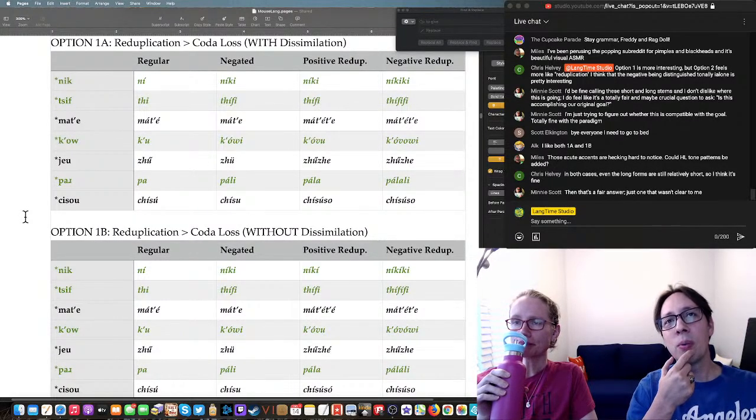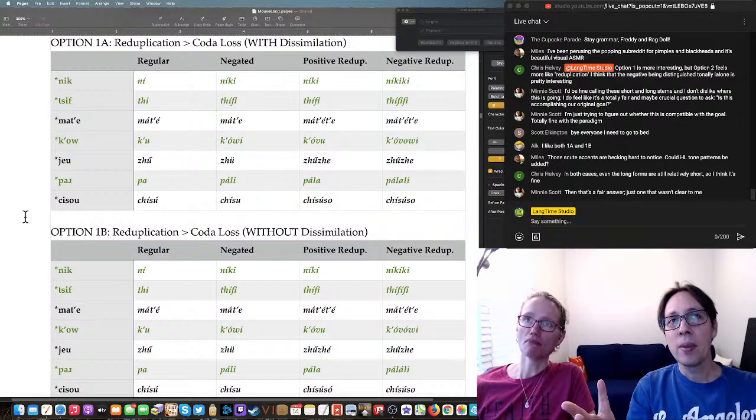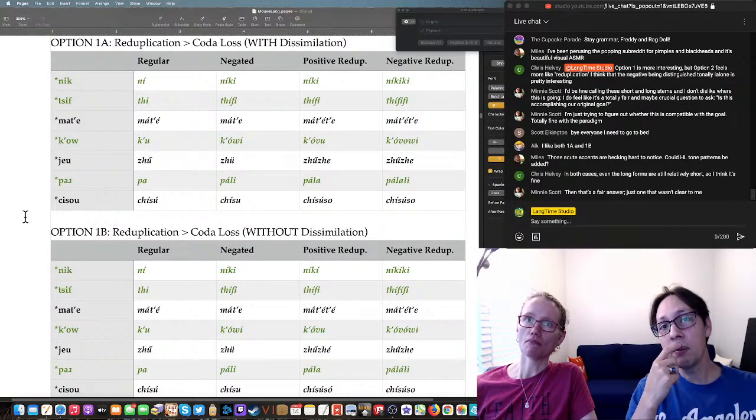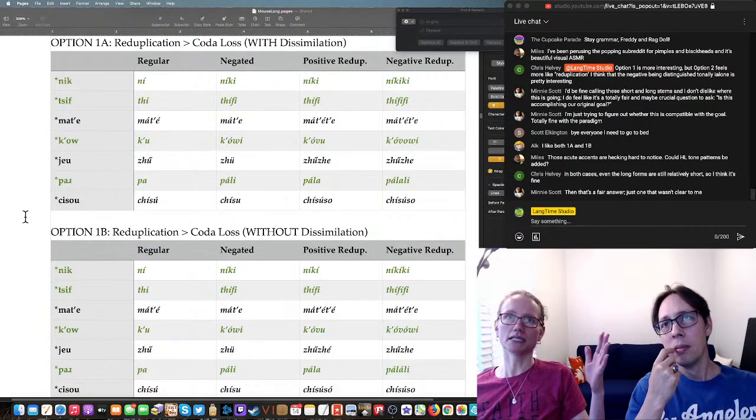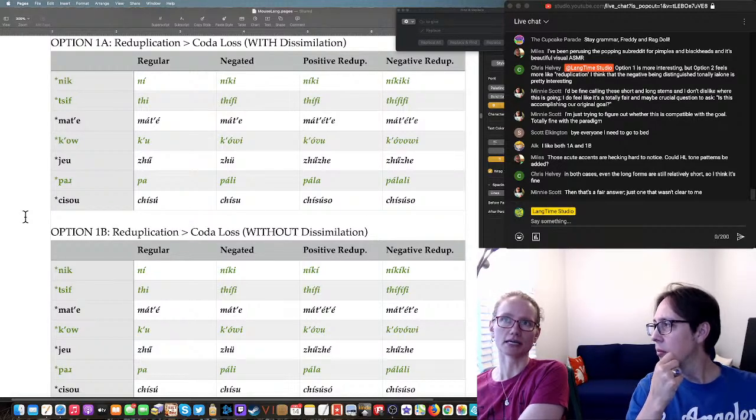Because you did raise a very good point that dissimilation can only happen after there's tone, right? Mm-hmm. And so that makes me feel less comfortable with option 1A. And specifically, because that would mean essentially what we would need is reduplication, coda loss happens, then we go back to those reduplicated forms and add dissimilation.